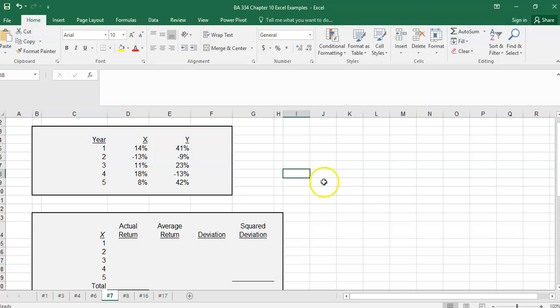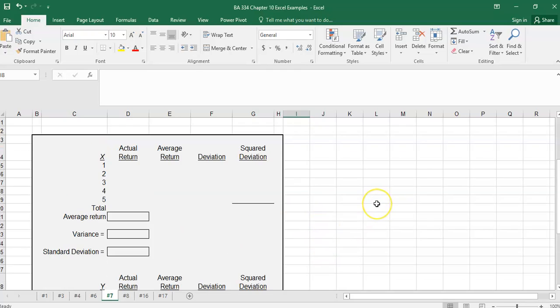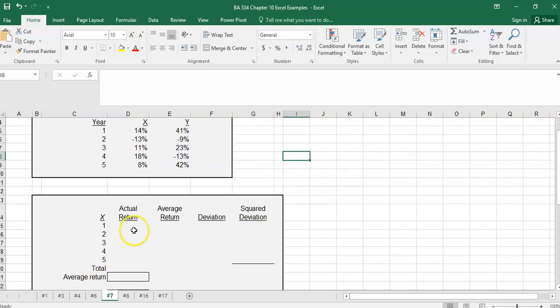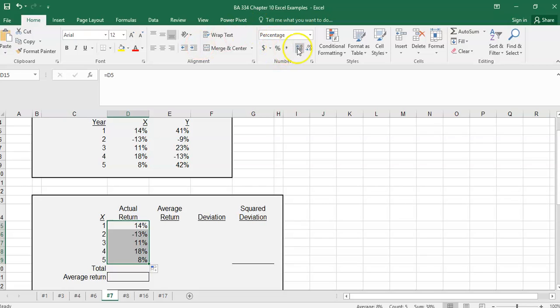We now are looking at the standard deviation and variances for a series of returns. So we have stock X and stock Y. We're starting with the arithmetic average returns, then the variances, and the standard deviation. So our actual return for X is being pulled down from our table. So our actual return, and we want to display those as a number instead of as a percentage for this review.